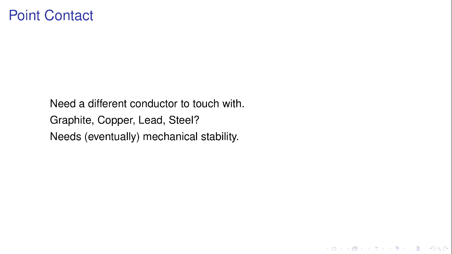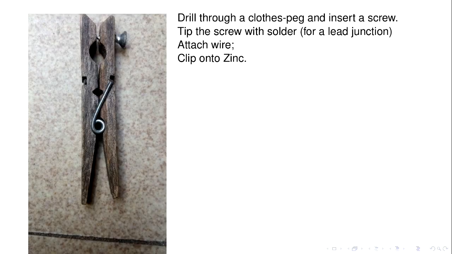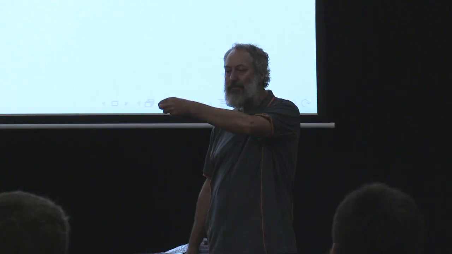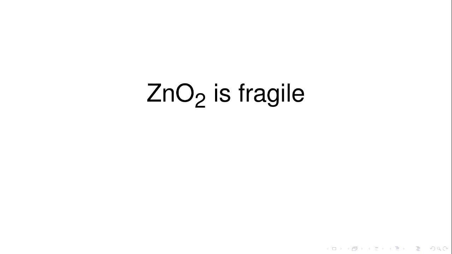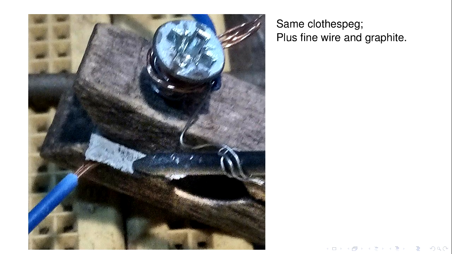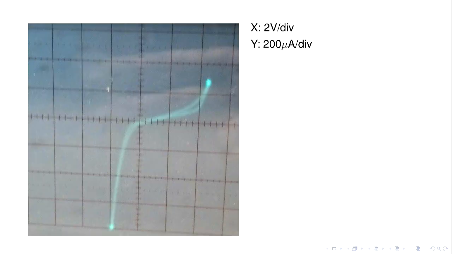I wanted to try and find something which is a bit more mechanically stable than I had before. So I took a clothes peg here, drilled a hole through it, put a screw in, put a bit of lead on the end of the screw and melted it on, a bit of solder, and then clipped it onto the zinc. Turns out that zinc oxide is rather fragile. This went straight through and I had a dead short. Not very helpful. So what I did was use the same screw, attached a bit of wire here and a bit of graphite, and I ended up with something that looked like this.